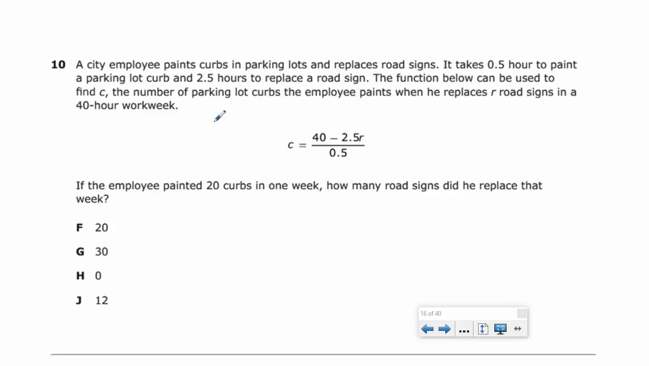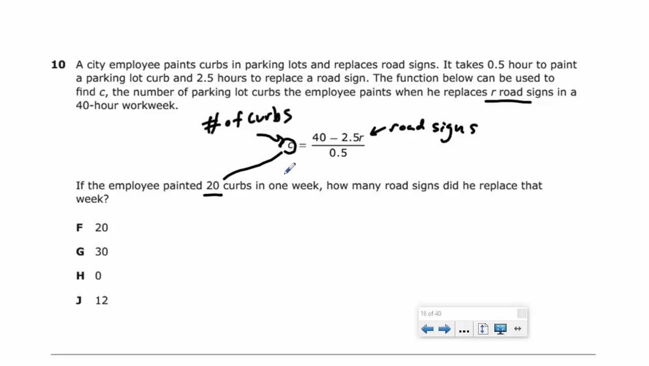Okay, so they're telling me basically C is the number of curbs. And R is the number of road signs. It's important that you understand that. That's all you're getting out of this, really. The employee painted 20 curbs a week. So 20 here is the number of what? It's the number of curbs. It gave you the value of C.